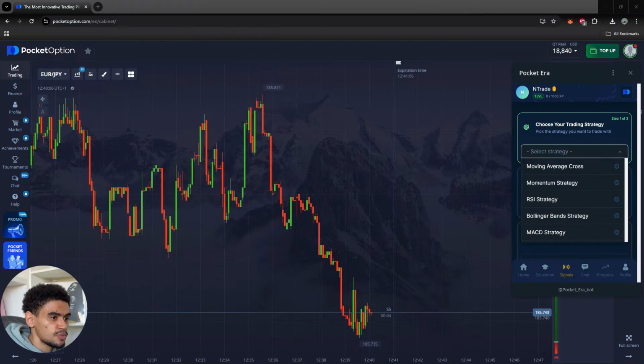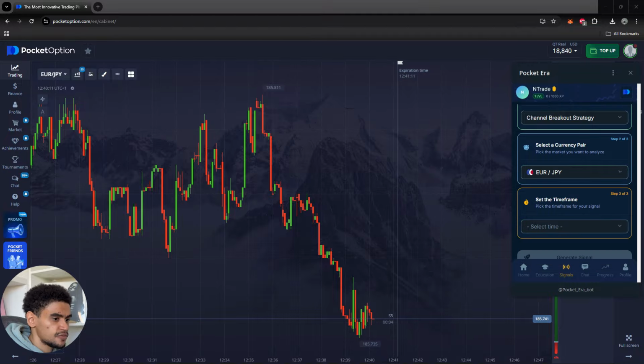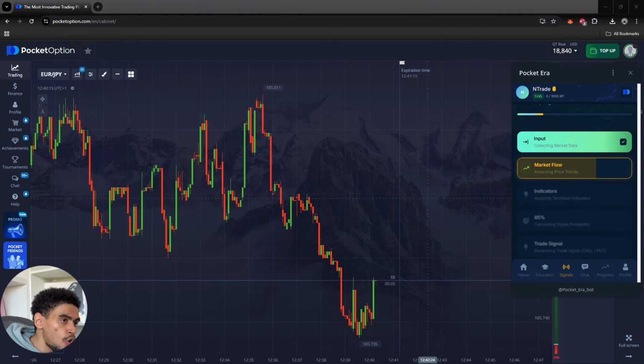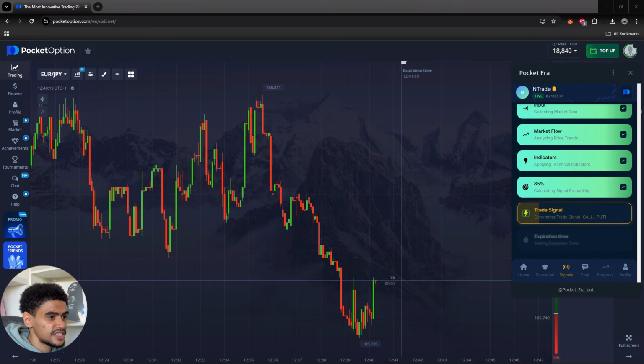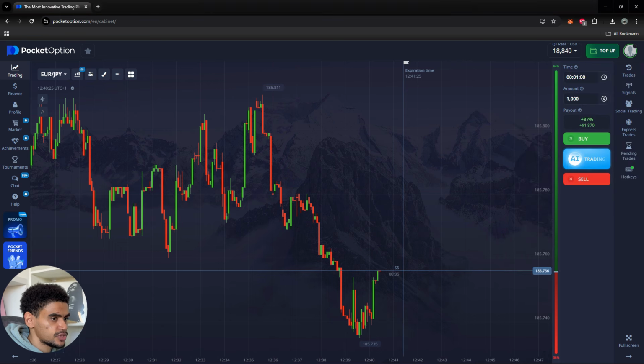This looks much better, and let's use the same strategy just on a different chart. Euro Japanese Yen, 1 minute, generate signal, and we are off. And you can see how quick you get everything, and you can see 85% signal probability. So let's see if we're able to secure this sell position. I can get behind it.